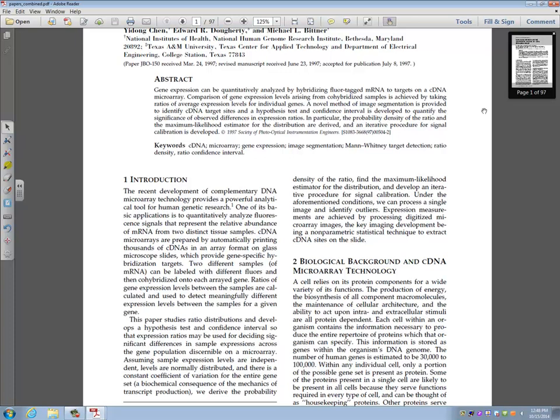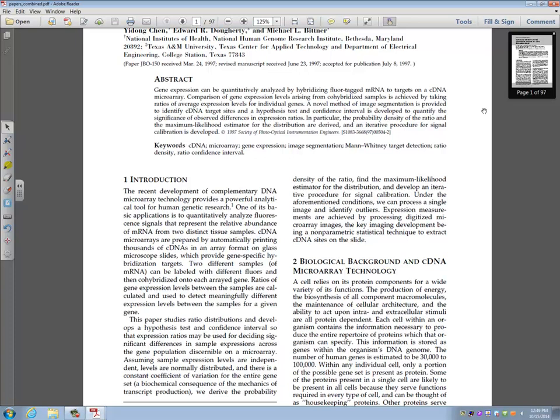It says gene expression can be quantitatively analyzed by hybridizing fluor-tagged mRNA to targets on a cDNA microarray. Comparison of gene expression levels arising from co-hybridized samples is achieved by taking ratios of average expression levels for individual genes. A novel method of image segmentation is provided, and this I will discuss, to identify cDNA target sites. And a hypothesis test and confidence interval is developed to quantify the significance of observed differences in expression ratios. In particular, the probability density of the ratio and the maximum likelihood estimator for the distribution are derived, and an iterative procedure for signal calibration is developed.